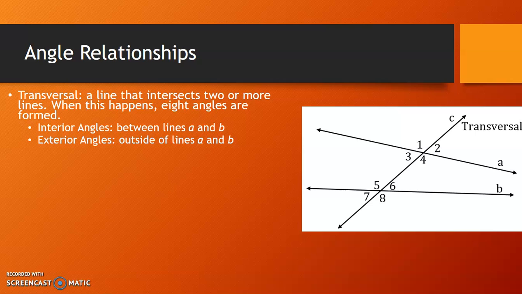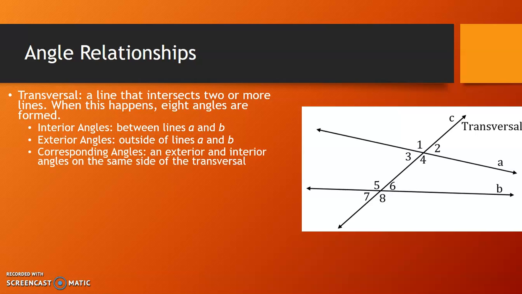Exterior angles then would be the outside of lines A and B, so 1, 2, 7, and 8. Corresponding angles. Now this is all based off of how they relate to each other in regards to that transversal. Corresponding angles means that one of them is interior and one of them is exterior, and they're on the same side of the transversal. For example, 1 and 5, 3 and 7.